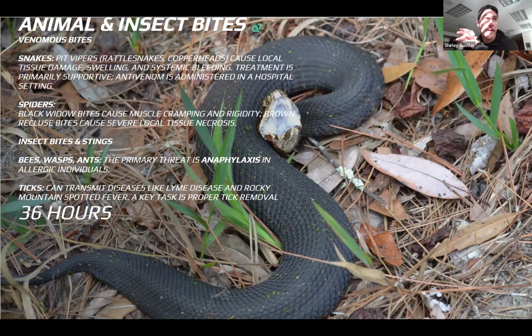Lyme disease will cause a bullseye type of rash. Those are ones we're a bit more aggressive with. It's about a 3-week treatment of doxycycline, a common antibiotic we use, but it can hold off devastating consequences down the line.